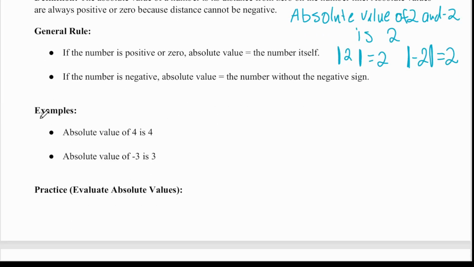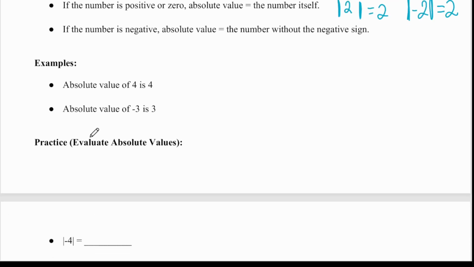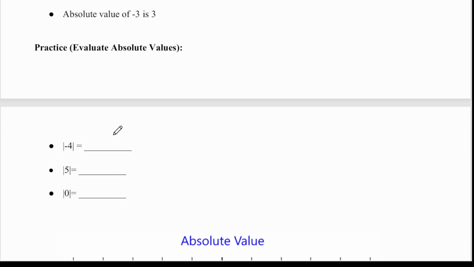Another way that people tend to remember this is that if the number is already positive or at 0, the absolute value of the number is equal to itself. While if the number is negative, then the absolute value of the number is the negative version of that number. So for example, the absolute value of positive 4 is simply 4, while the absolute value of negative 3 is 3. Go ahead and pause this video and check your understanding by practicing these 3.